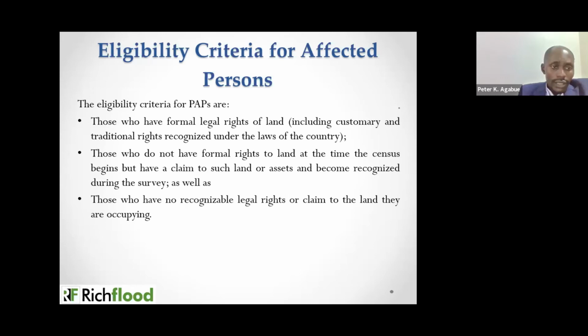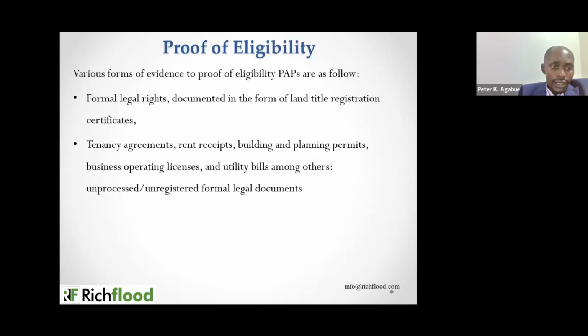And we need to look at proofs of eligibility, various forms of evidence to prove eligibility of this project affected person. Some of this proof might be in the form of formal legal rights, documented in the form of a land title registration, or probably certificates, or it may be in the form of tenancy agreements, rental receipts, building and planning permits. It may also be in the form of business operating licenses and utility bills, among others.